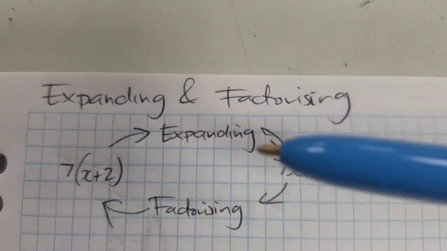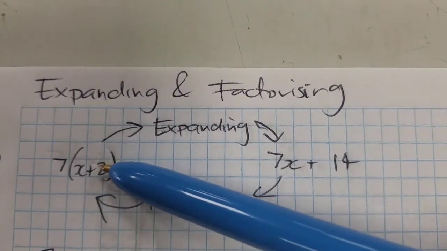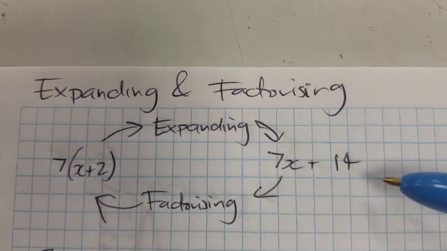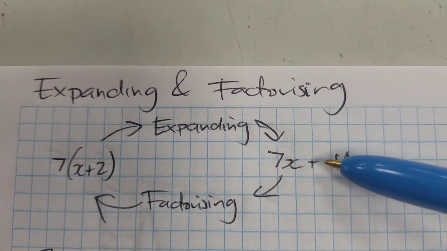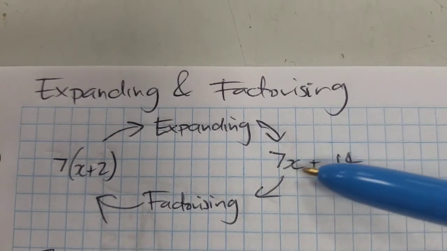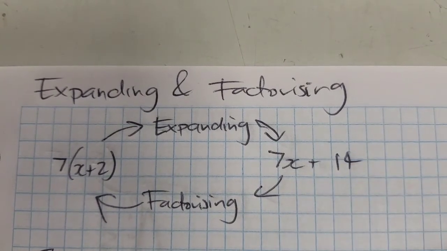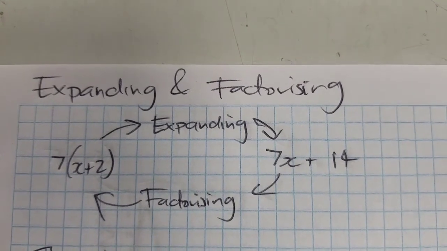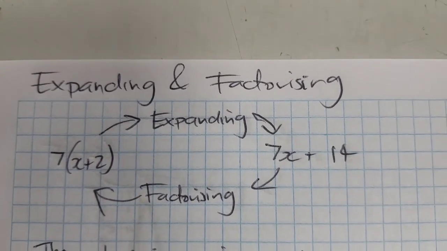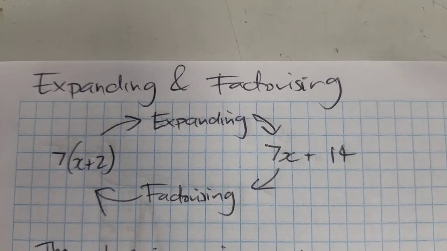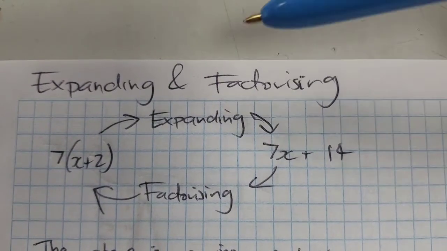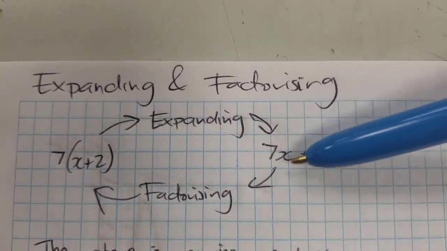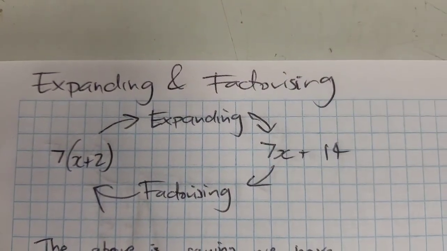So to move from an expression like 7 bracket x plus 2 bracket to 7x plus 14 is called expanding, and to go from something like 7x plus 14 back to 7 bracket x plus 2 bracket, we call that factorising. The reason we change between them is sometimes it's easier to work in this form depending on what we're doing, and sometimes it's easier for us to work in this form.